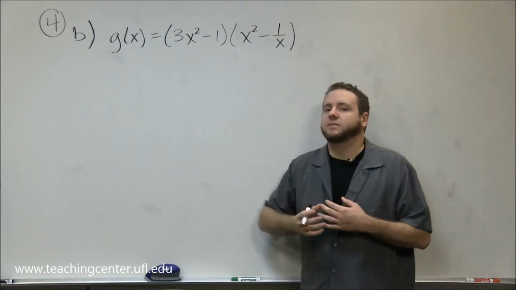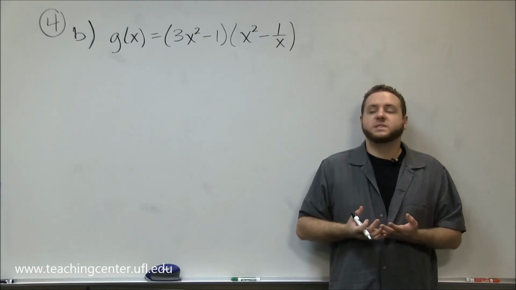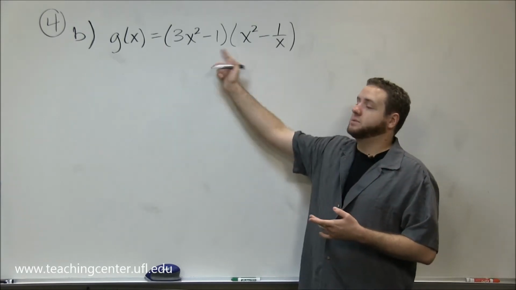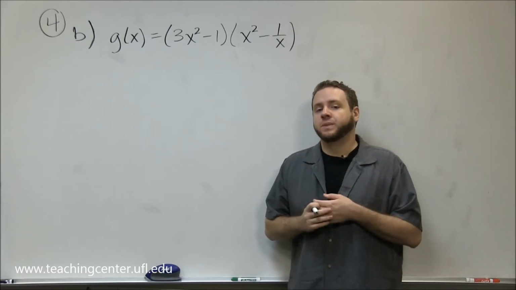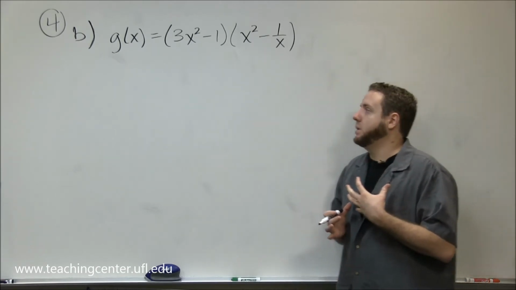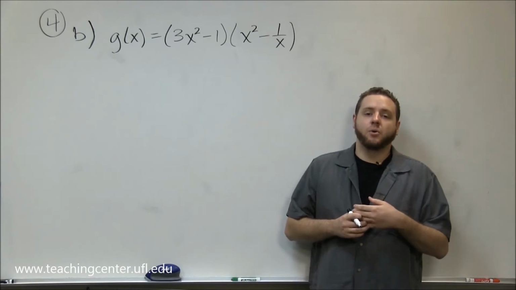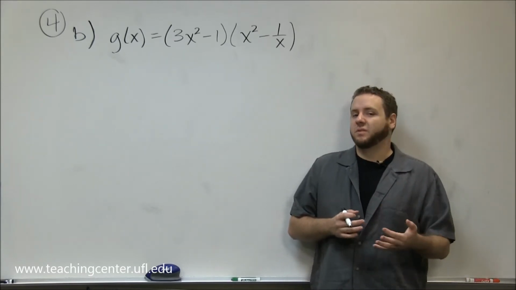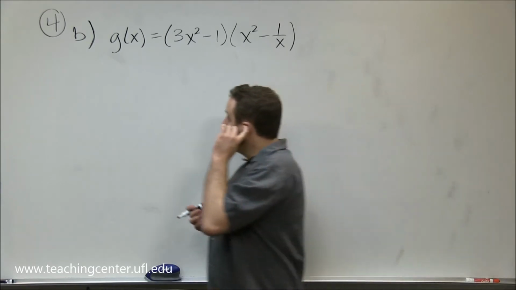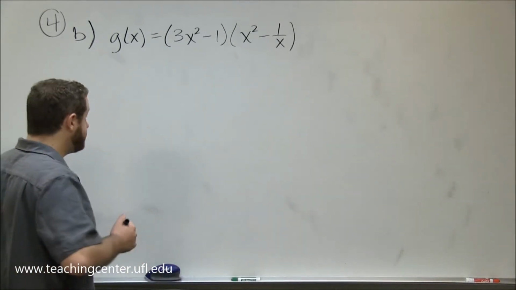So instead of doing product rule, we're just going to FOIL this out, because this is two binomials multiplied times each other. We can just use FOIL, and then we'll just do it term by term. Again, these two problems in problem 4 are just examples of how by manipulating your algebra, you can make your derivative problems a lot easier. So let's just FOIL this out and see what we get.